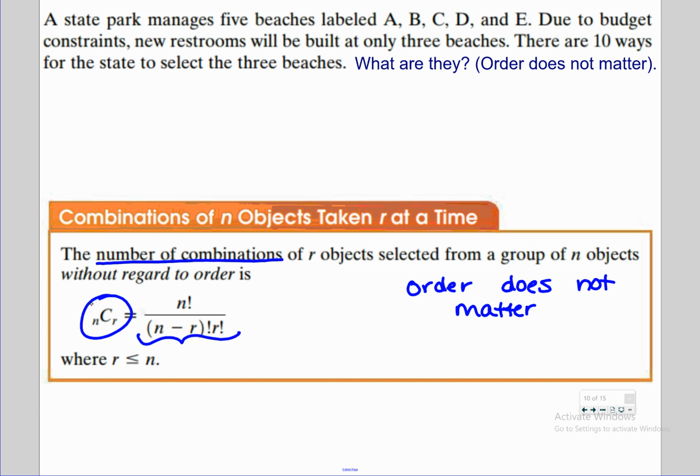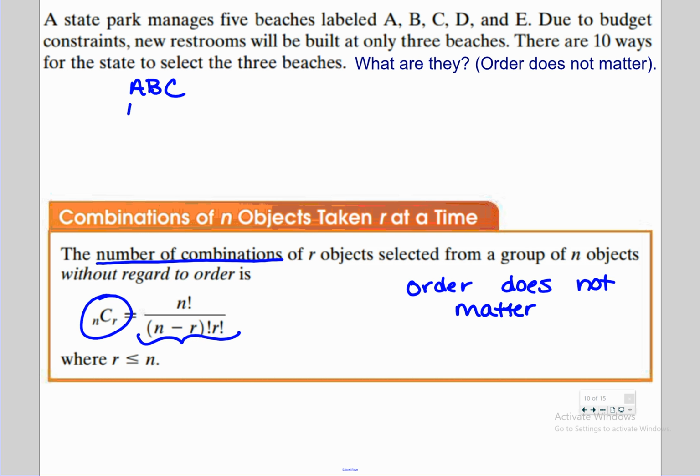Okay, so when we talk about order not mattering, the example at the top is an example of this. So a state park manages 5 beaches that are called A, B, C, D, and E. Due to budget constraints, new restrooms will only be built at 3 of the beaches. There are 10 ways for the state to select the 3 beaches. What are they? So for example, the state could choose beaches A, B, and C. And it doesn't matter what order they choose them in, because no matter who is selected first, second, or third, they're all just going to get identical restrooms, okay?